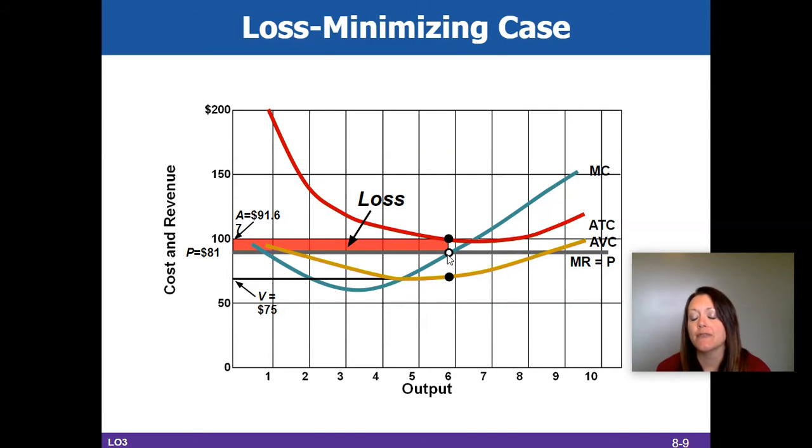We call this loss minimizing because you're still covering a portion of your cost. You're still above your average variable cost curve. So it doesn't really make sense for you to shut down completely because you're still making some money, but you're holding on hoping that that price will increase.